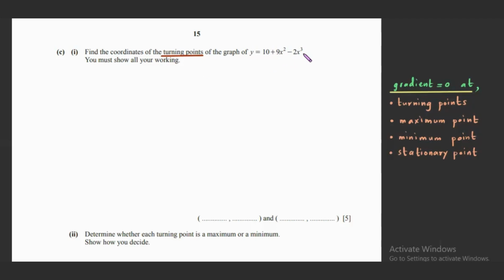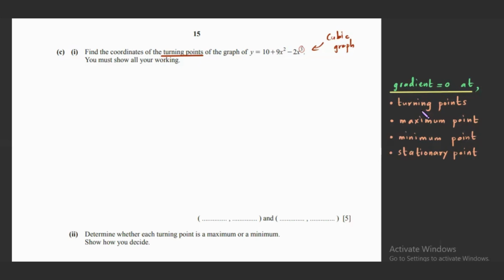But here, the highest power of x is a 3, which means this is a cubic equation or a cubic graph. So when we have a cubic graph, to find the turning point, we will have to make use of the differentiation or the derivative function. So this turning point is also another key point to keep in mind.